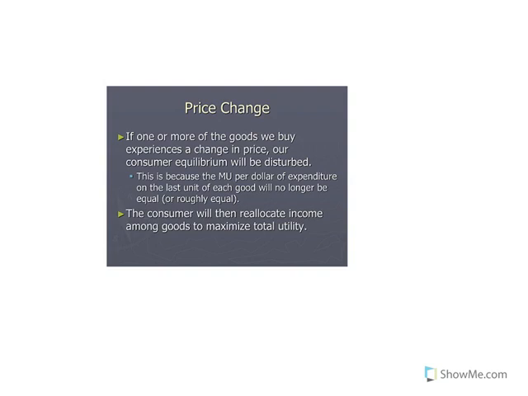Now, just because we reach a consumer equilibrium does not mean that we stay there. In other words, what happens if a good that we normally purchase experiences a price change? If it experiences a price change, then the marginal utility per dollar spent on the last unit of each good will no longer be equal, which is why we will no longer be in consumer equilibrium. So anytime goods experience price changes, it causes us to reallocate the way we spend our limited income so that we can now reach our new consumer equilibrium.